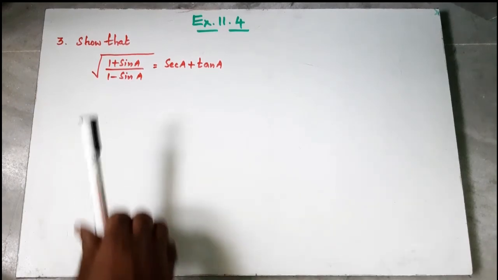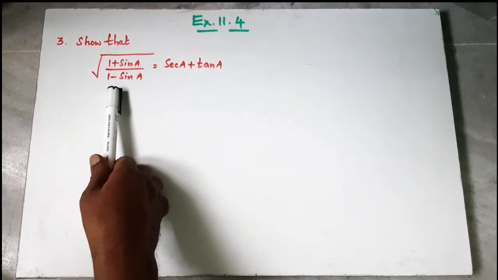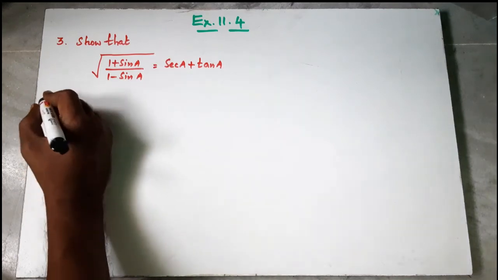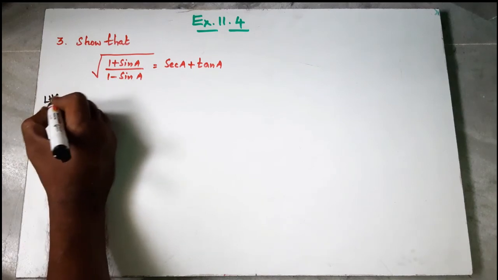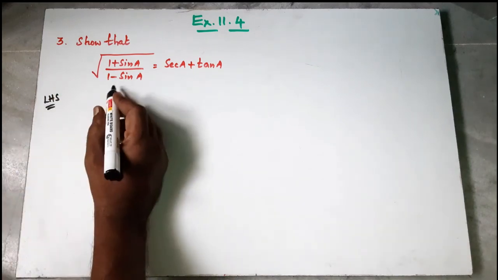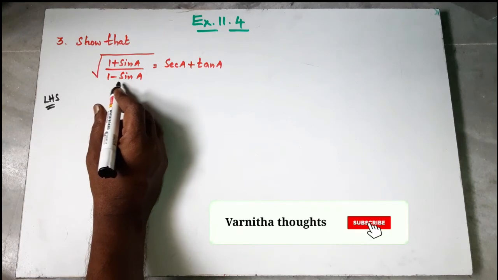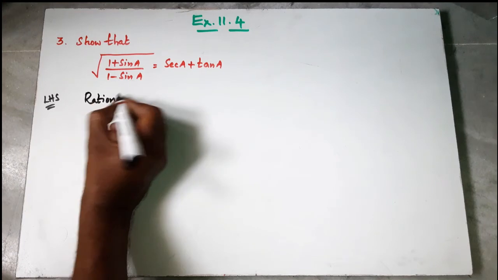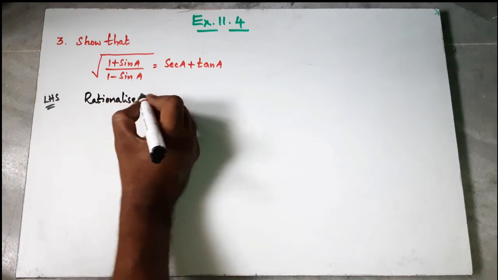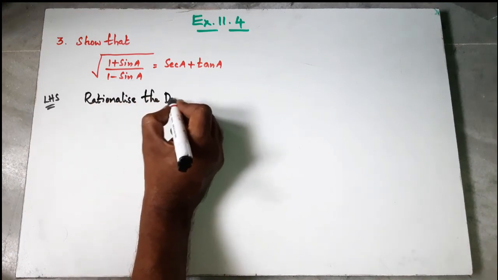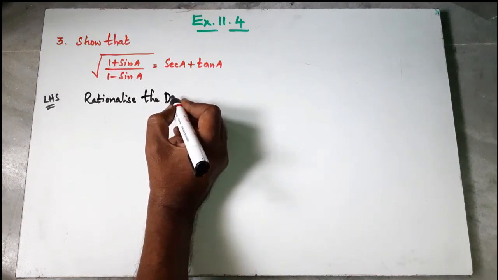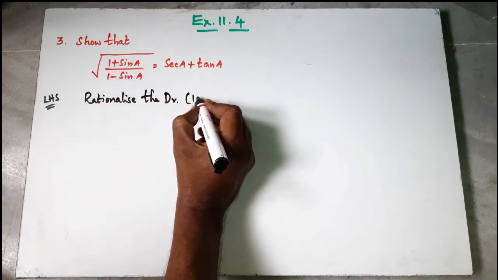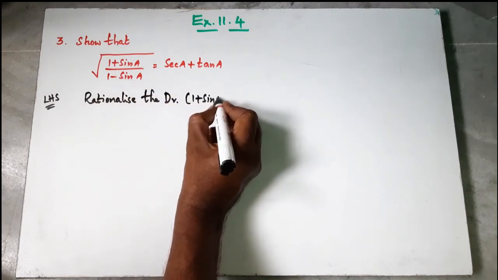Okay. Now third problem, show that under root (1 plus sin a) upon (1 minus sin a) is equal to sec a plus tan a. Now we have to show that LHS is equal to RHS. Now in the LHS we see the denominator 1 minus sin a. So rationalize the denominator. So here we are going to rationalize the denominator with what? If it is 1 minus sin a, you have to rationalize with 1 plus sin a.